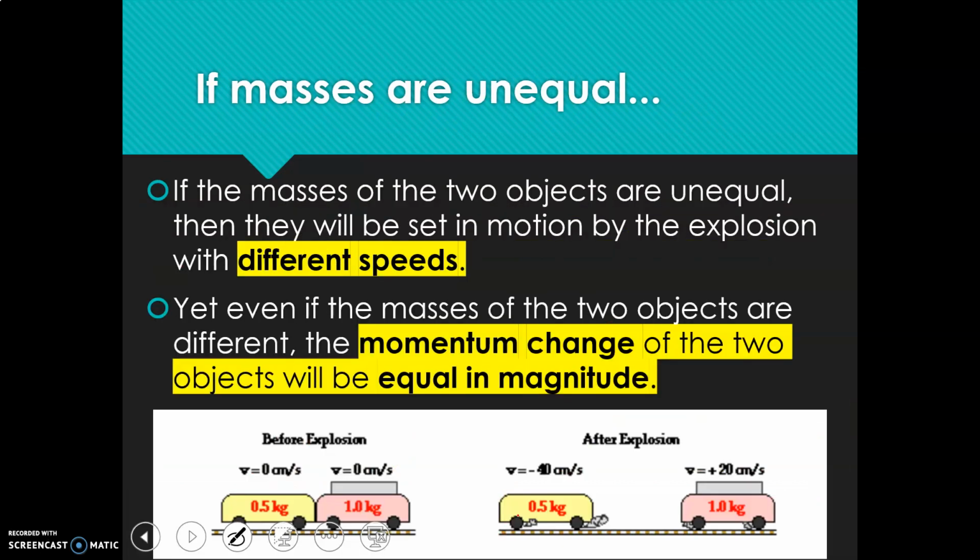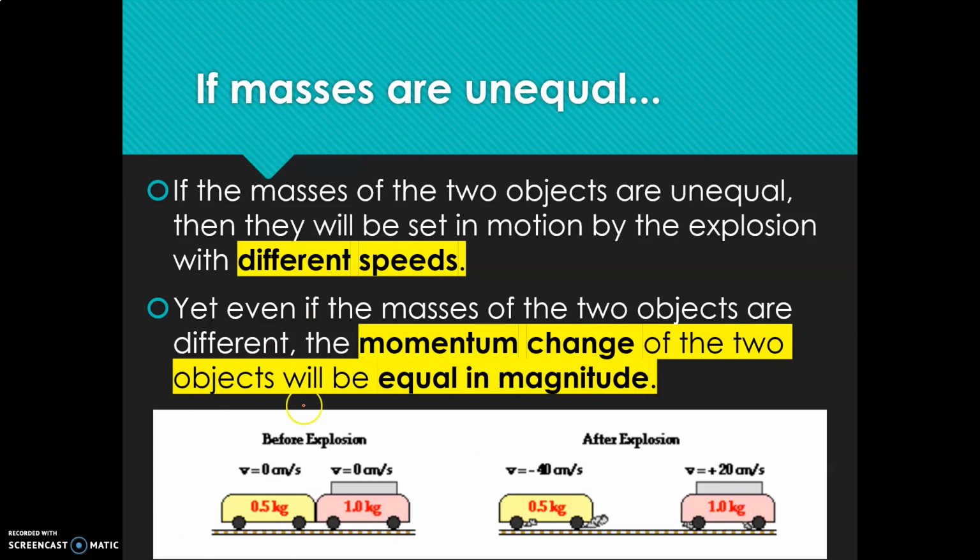And then, of course, our masses won't always be equal. We won't always live in that perfect world where the masses of the objects are both 0.5. So if the masses of the objects are unequal, then they will have to be set in motion by the explosion with different speeds. Yet, even if the masses of the two objects are different, the momentum change of the two objects will be equal in magnitude. So you'll still have the same change in momentum, because remember, momentum is conserved.